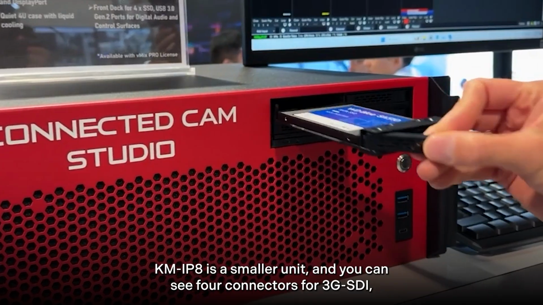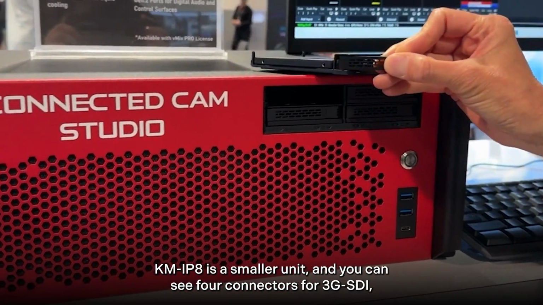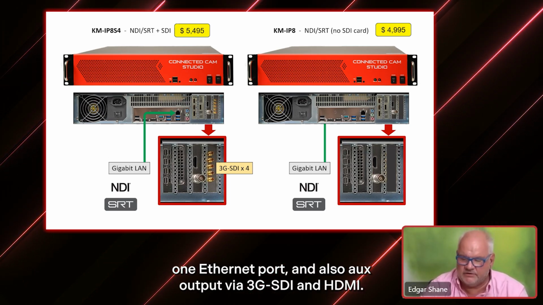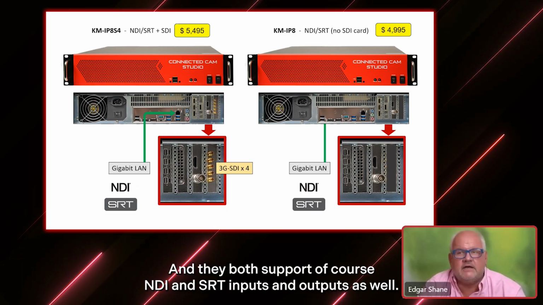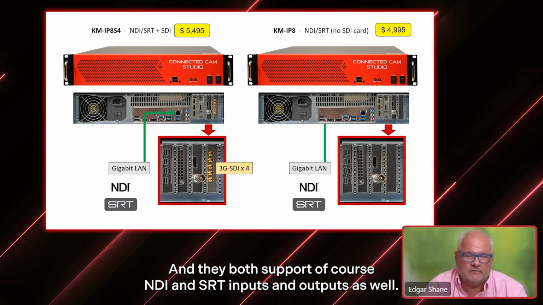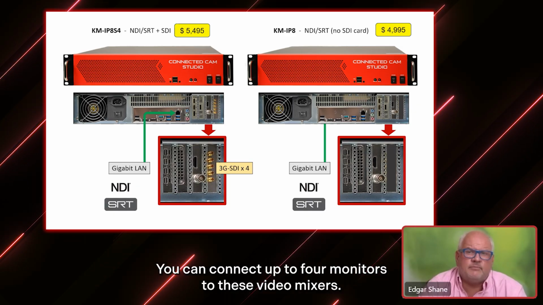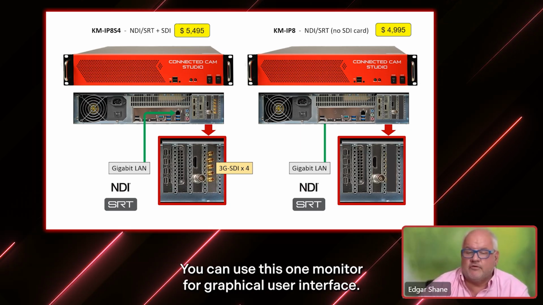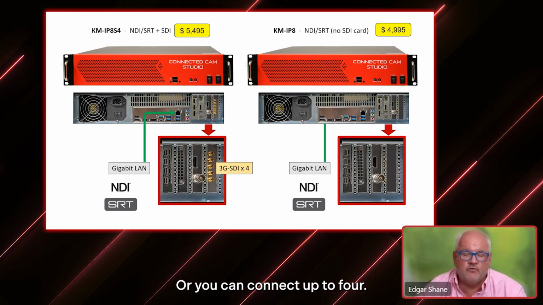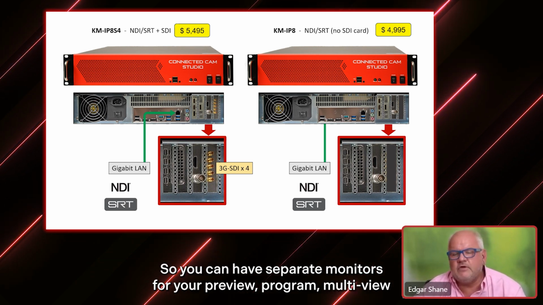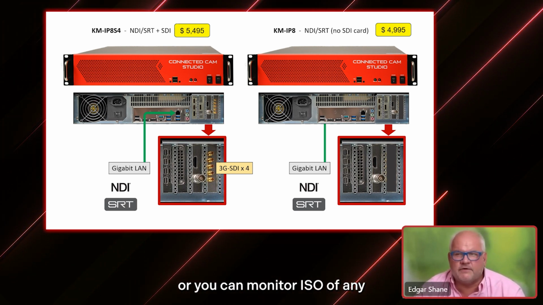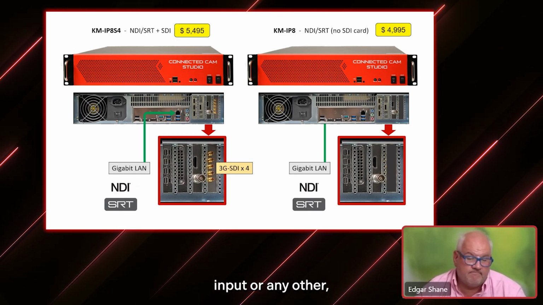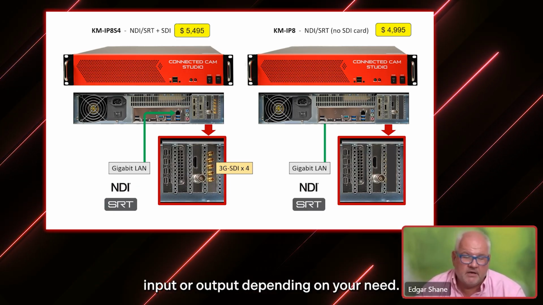KMIP8 is a smaller unit, and you can see 4 connectors for 3G SDI, 1 Ethernet port, and also aux output via 3G SDI and HDMI, and they both support, of course, NDI and SRT inputs and outputs as well. You can connect up to 4 monitors to these video mixers. You can use just 1 monitor for graphical user interface, or you can connect up to 4, so you can have separate monitors for your preview, program, multi-view, or you can monitor ISO of any input or any other input or output depending on your need.